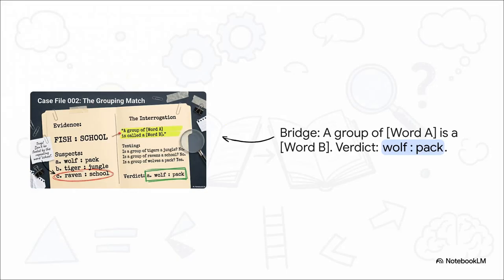Let's build our bridge instead. The logical connection is: a group of word A is called a word B. A group of fish is called a school. So we test. Is a group of tigers called a jungle? Nope, that's just where they live. Is a group of ravens called a school? No, fun fact, it's actually called a murder. Is a group of wolves called a pack? Yes. By forcing that logical connection, we effortlessly sidestep the trap and find our true match, A.